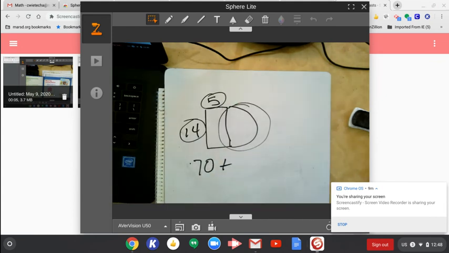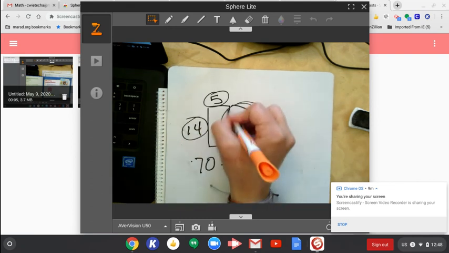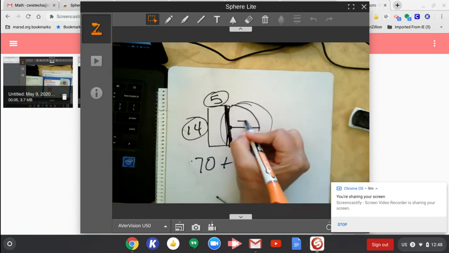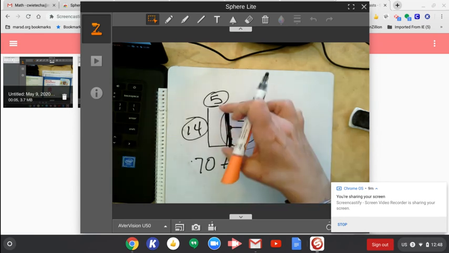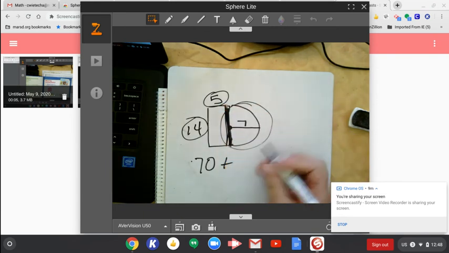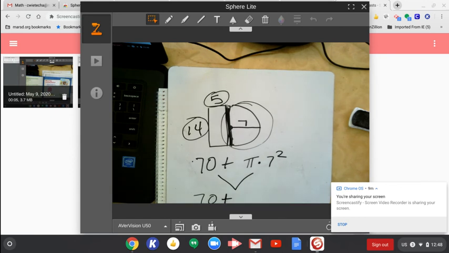To find the area of the semicircle, you need the radius. You are given the diameter. Okay, so the diameter is 14. Half is 7. And remember, when you have this length here, that's called the diameter. You just want to get half. So you're going to do plus pi times radius 7 squared. Easy enough. 70 plus, I'm going to do 3.14 times 49.